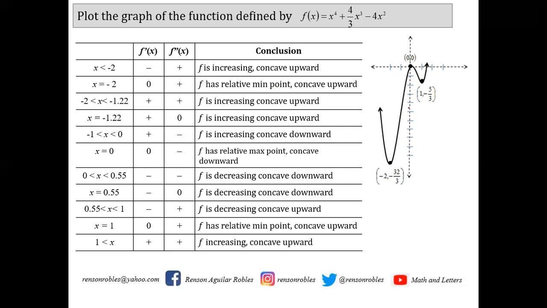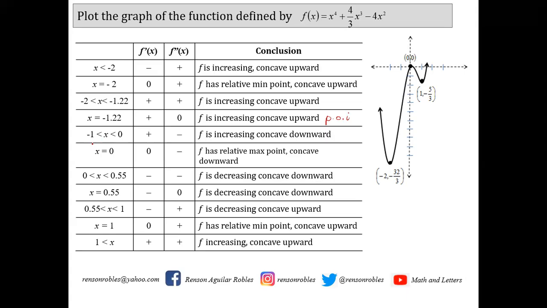You can verify it from the graph on the right side. Whenever x is on the interval negative 2 to negative 1.22, f prime of x is positive. By the way, negative 1.22 is one of our points of inflection. f prime of x is positive and f double prime of x is positive, therefore the function is increasing and still concave upward. If x equals negative 1.22, f prime of x is positive and f double prime of x is 0, and f is increasing and concave upward, and there's a point of inflection here.